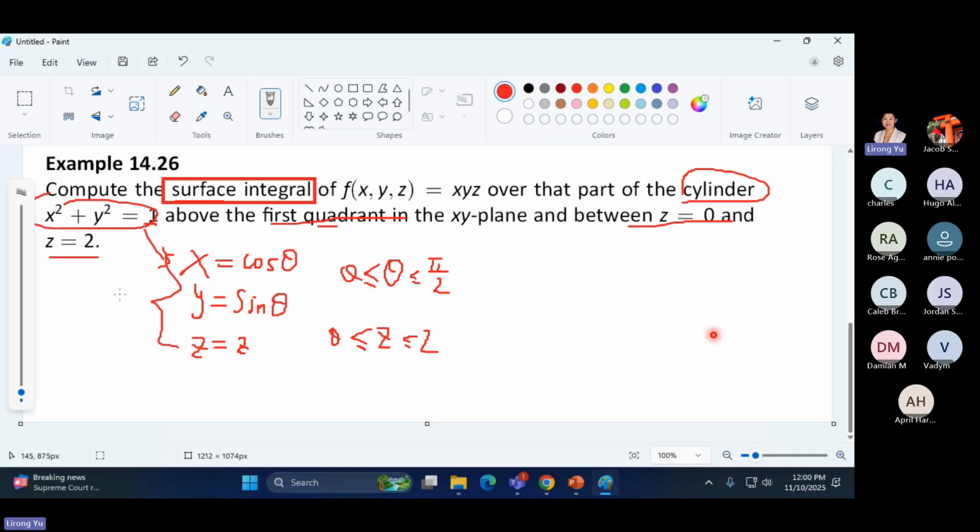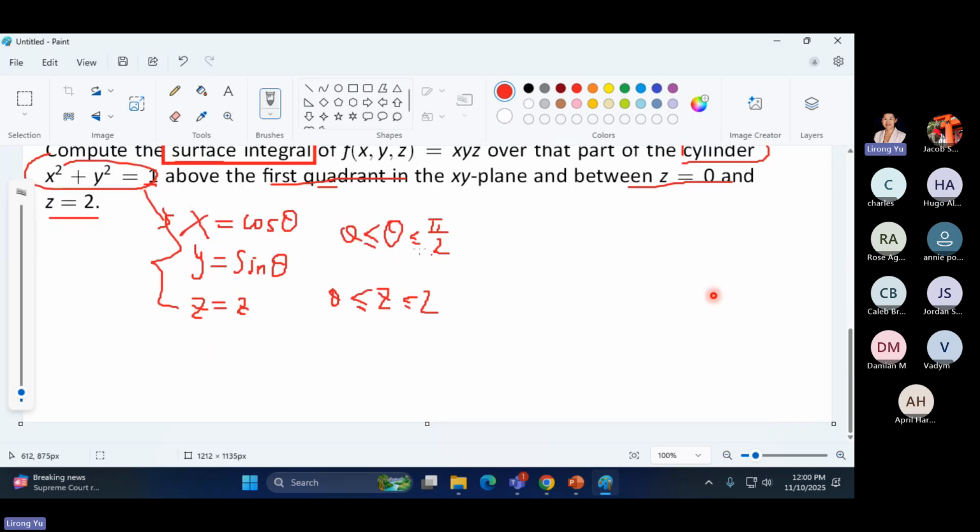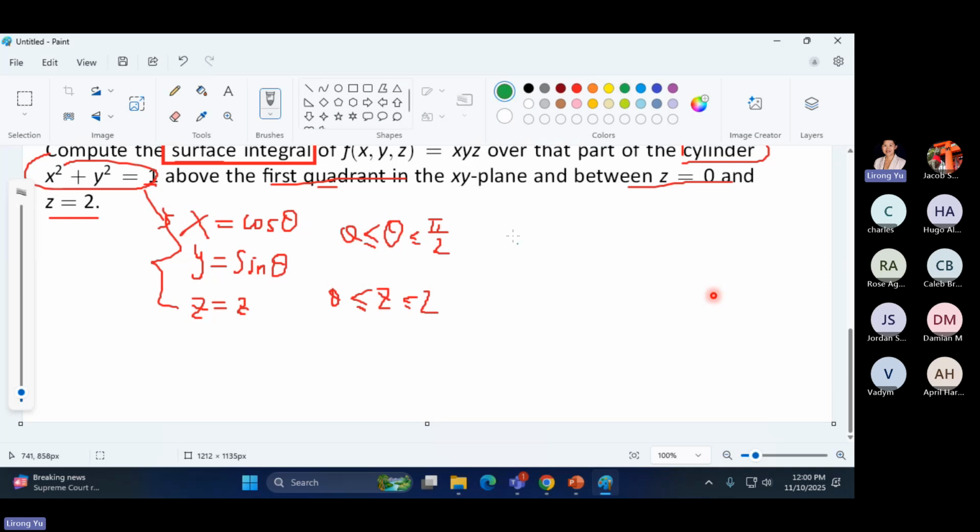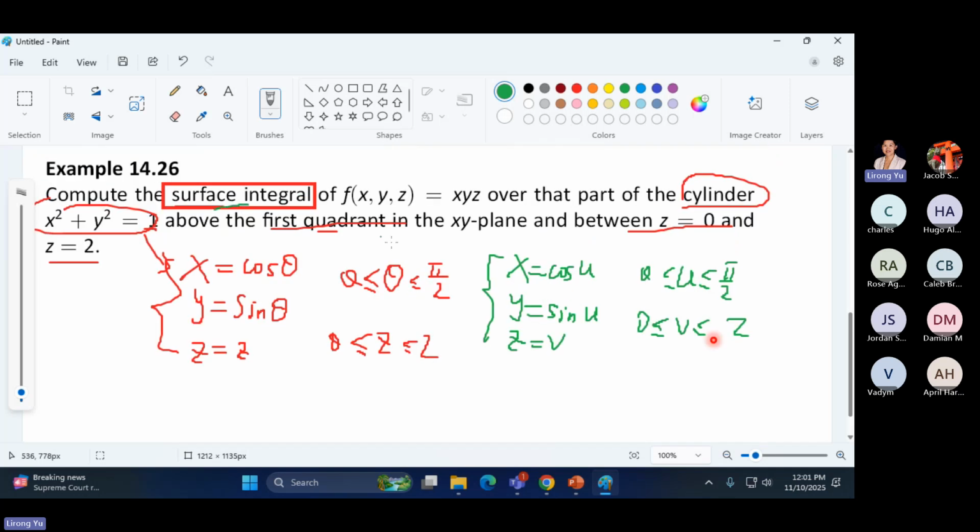We already derived one of the formulas before. Let's try to follow the textbook and turn that into r(u, v). So we will have x equals cosine u, y equals sine u, and then z equals v. So we have r(u, v). In this case, u is the angle between 0 and pi over 2, and v is between 0 and 2. These are going to be our integration limits for the surface integral. So the boundary is already there.